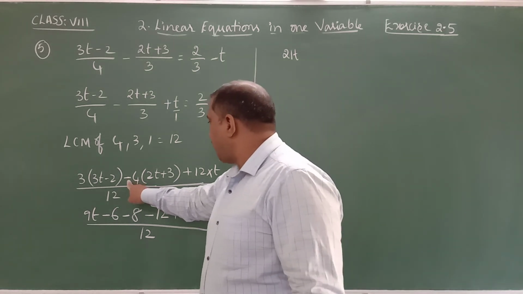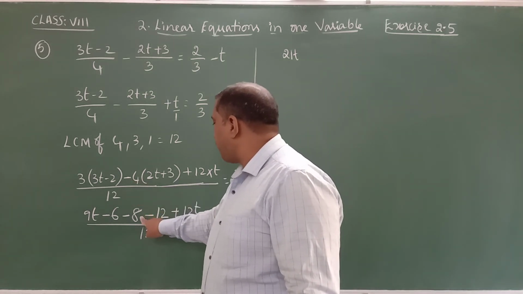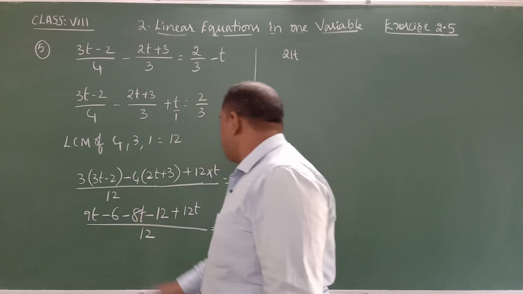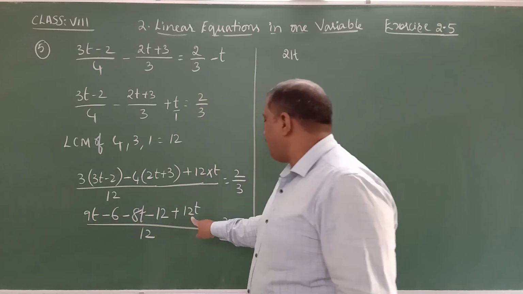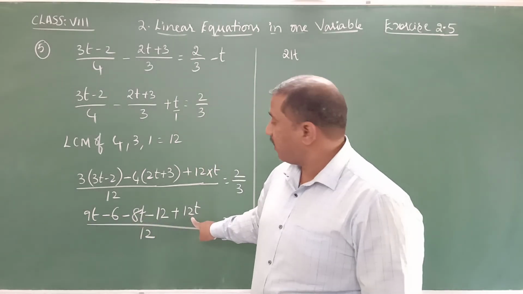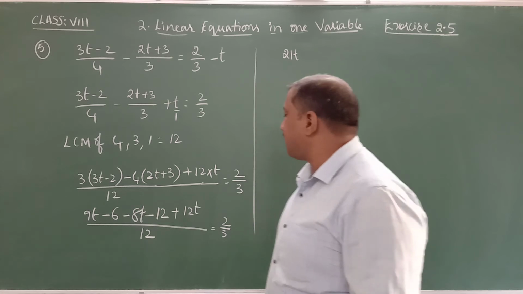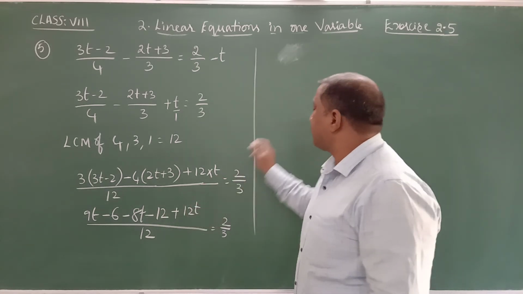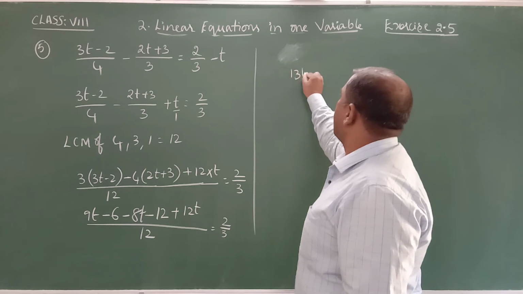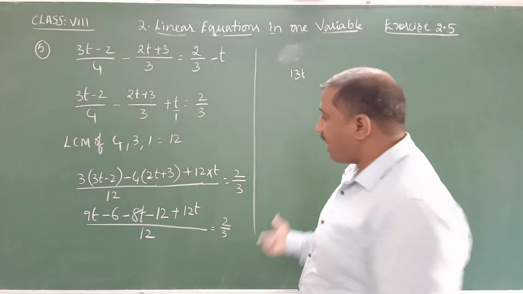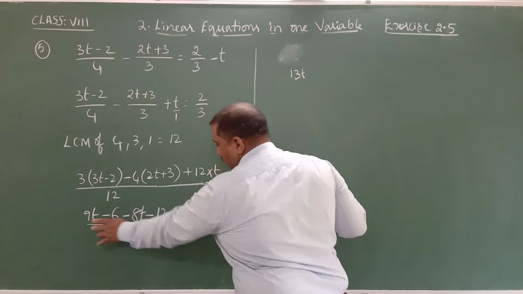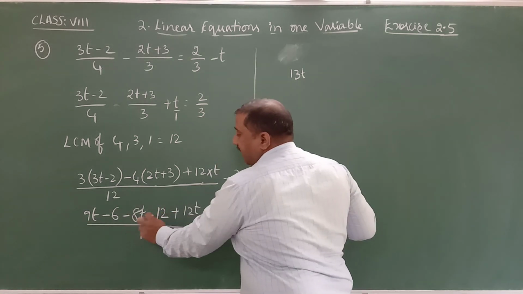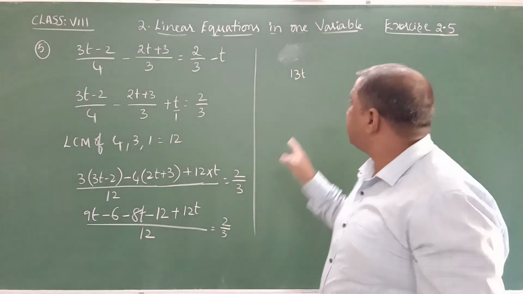Here we have minus 4 into 2t, it is minus 8t. So 9t plus 12t is equal to 21t. 21t minus 8t is 13t. Add 9 positive, 12 positive. 9 plus 12 is 21. 21 minus 8 is 13t.